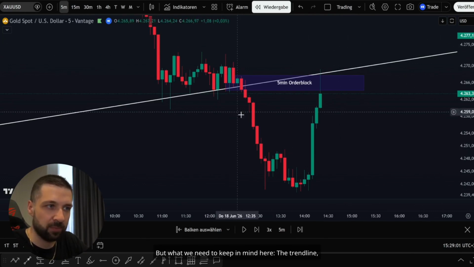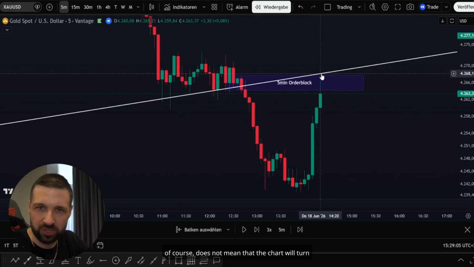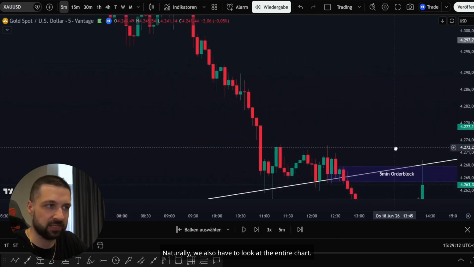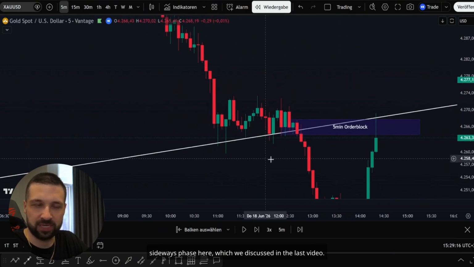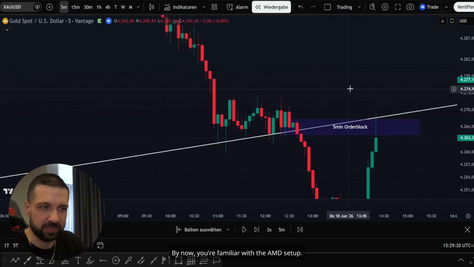But what we need to keep in mind here, the trend line, of course, does not mean that the chart will turn exactly at this trend line and then run continuously to the short side. Naturally, we also have to look at the entire chart. It already went quite far down, and now we have a sideways phase here, which we discussed in the last video. By now, you're familiar with the AMD setup.